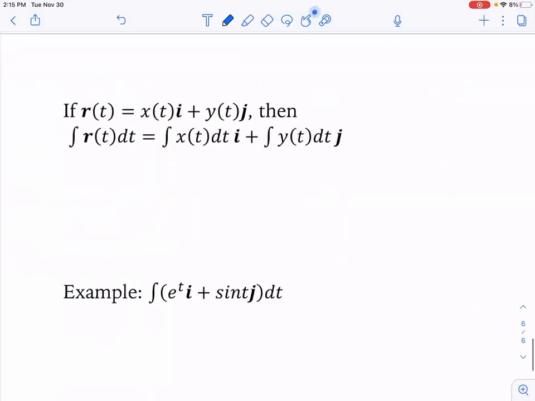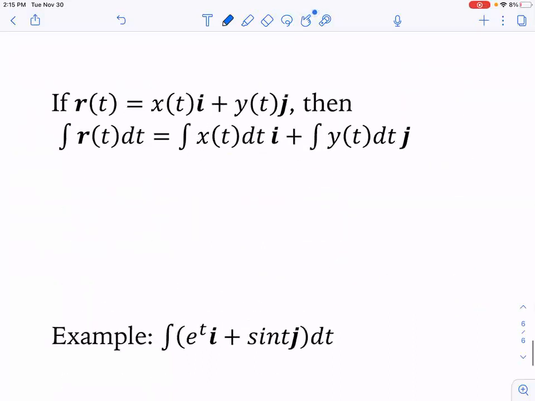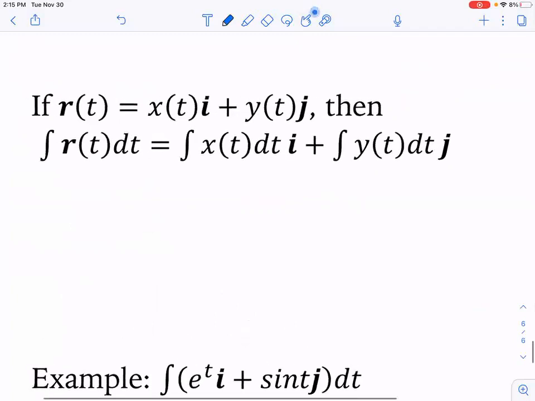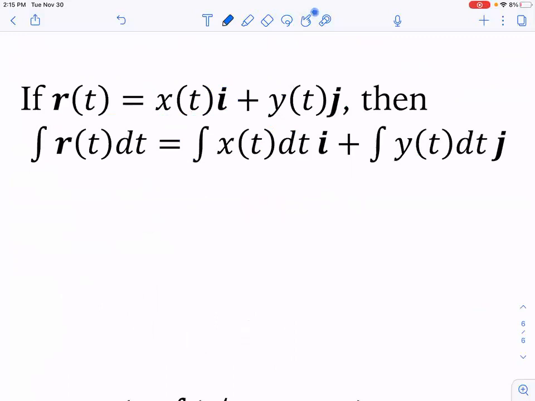Okay. All right, this is our last concept: integration. If we have a vector valued function, then we are going to integrate the vertical and the horizontal components separately.